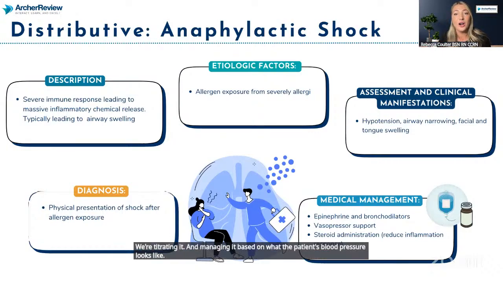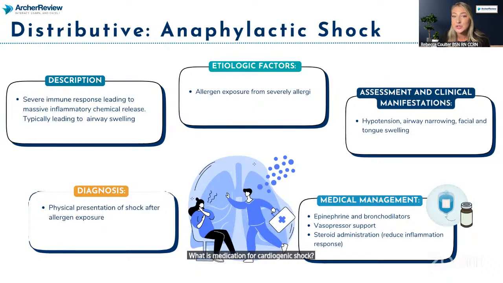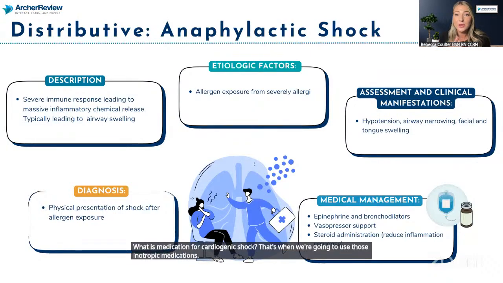What is the medication for cardiogenic shock? That's when we're going to use those inotropic medications, which look like dobutamine, milrinone, and dopamine. Those are our main inotropes for cardiogenic shock.